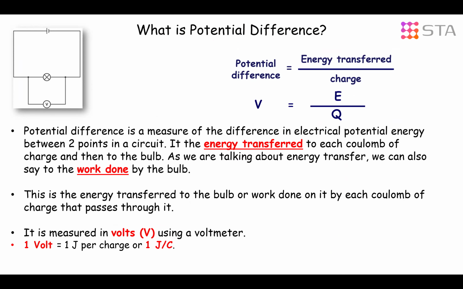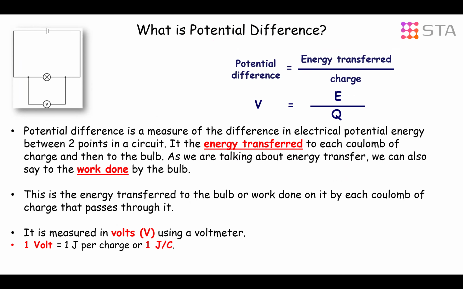As we are talking about energy transfer, as we've already seen in the lesson on work done, we can also say the work done by the bulb. So whether you talk about the energy transfer to each coulomb of charge, or you talk about the work done by the bulb or lamp, it's the same and it's in joules. So the potential difference is the energy transferred to the bulb or the work done on it by each coulomb of charge that passes through it.